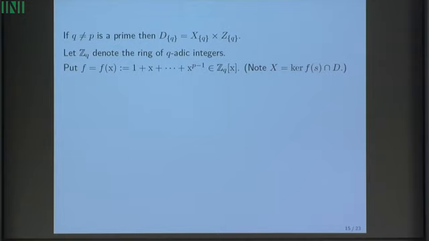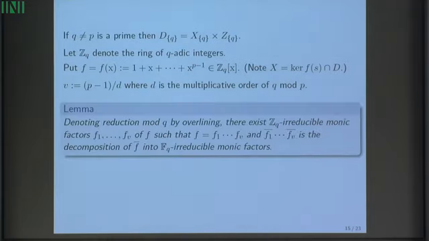Okay, so this polynomial is crucial. Just a bit more notation. Let d be the multiplicative order of q mod p, and v = (p-1)/d. So here's how we begin. Reduce f mod q. Factorize f over the finite field, and then lift those irreducible factors over the finite field to Z_q. This gives you the irreducible factorization of f over the q-adics.